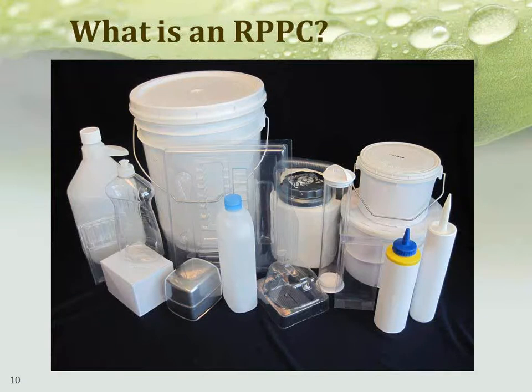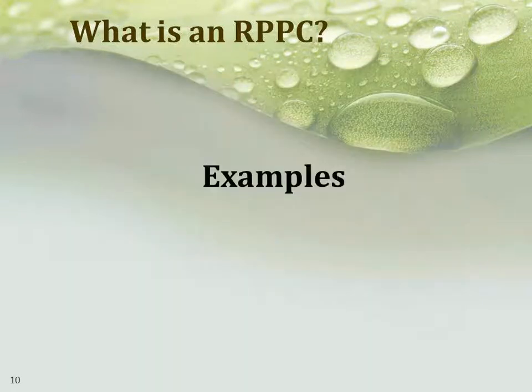An RPPC takes on many shapes, sizes, and characteristics. RPPCs can be made from acetate, polypropylene, polyvinyl chloride, PET, HDPE, corrugated plastic, polystyrene, and other types of plastics. In this presentation, we will show many different examples of RPPC containers and the factors that determine whether a container meets the definition of a rigid plastic packaging container.